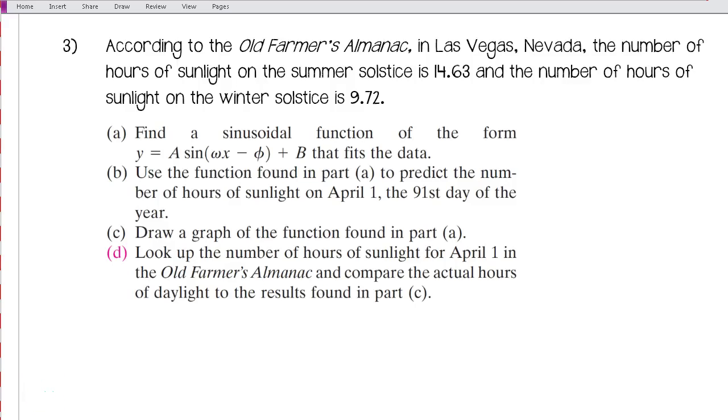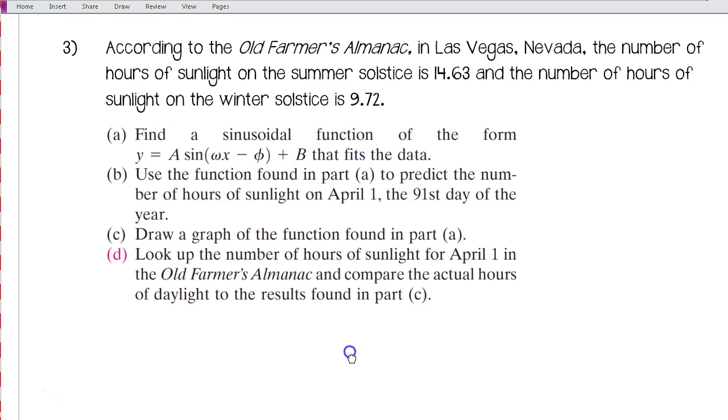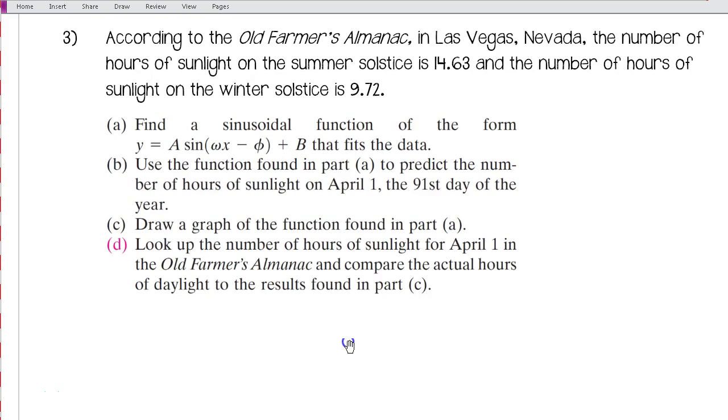This is Mr. Martin. This is a video solution for problem number 3 from Packet in Class on application problems for graphing sinusoidal functions. So for this problem, we're looking at number of hours of sunlight throughout the year.